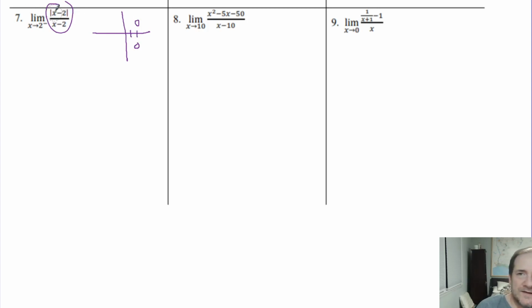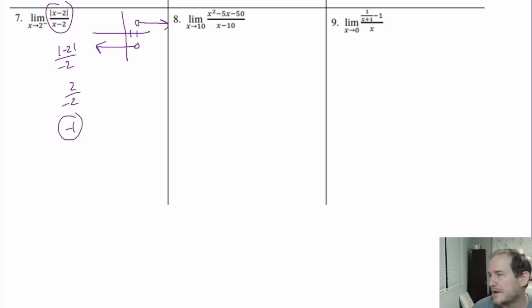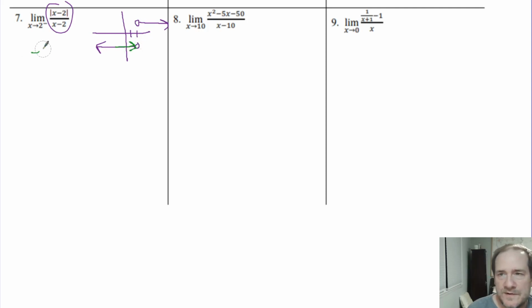If I go to the left, then I'm getting the absolute value of negative 2 over negative 2, which is positive 2 over negative 2, which is negative 1. So for sure the left side is at negative 1 and the right side is at positive 1. If you can quickly walk through that, then you can evaluate this limit graphically instead of algebraically. You can just say, hey, I looked at my graph and the limit as I approach 2 from the left-hand side was giving me negative 1.